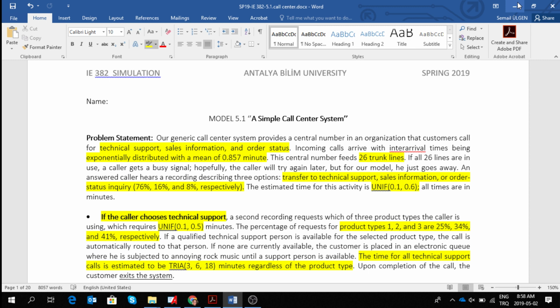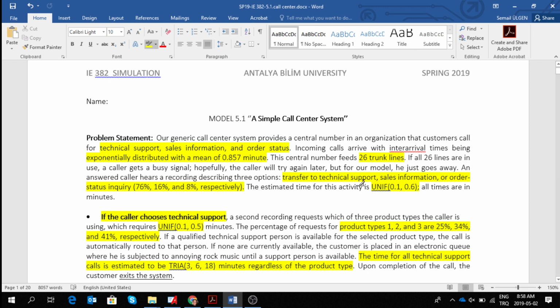Then when a caller calls, he or she is going to get a busy signal. The caller may call again, but we ignore that. We consider that he just goes away.